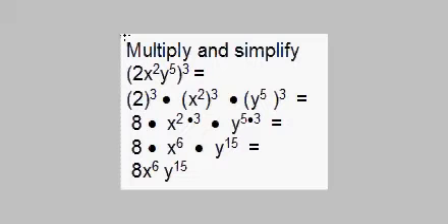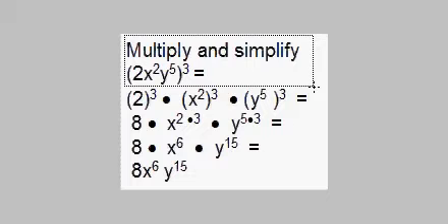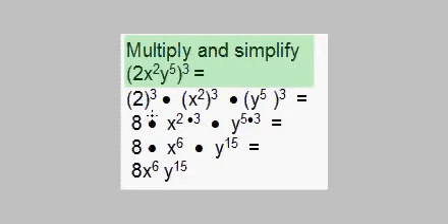In this last example, I'm going to multiply and simplify the quantity 2x squared y to the fifth raised to the third. This involves this extended power to a power rule. We're going to raise each factor to that third power. We're going to raise 2 to the third, we're going to raise x squared to the third, and we're going to raise y to the fifth to the third.